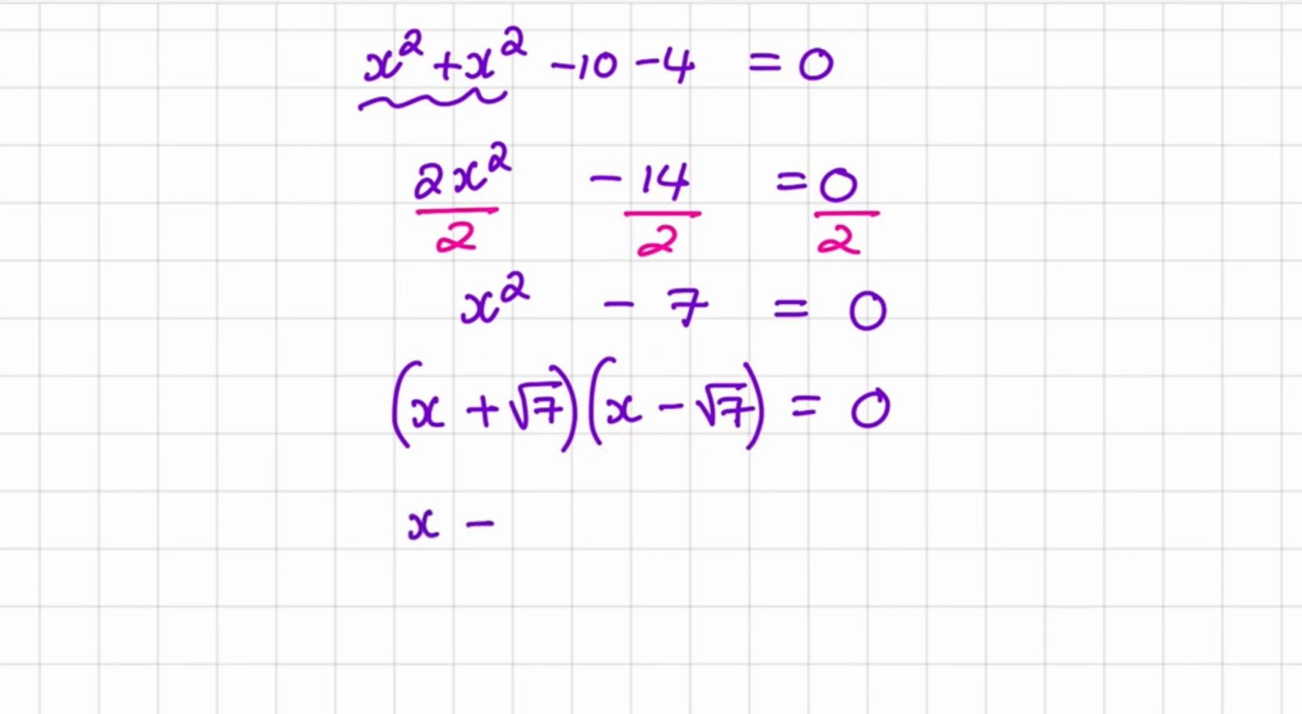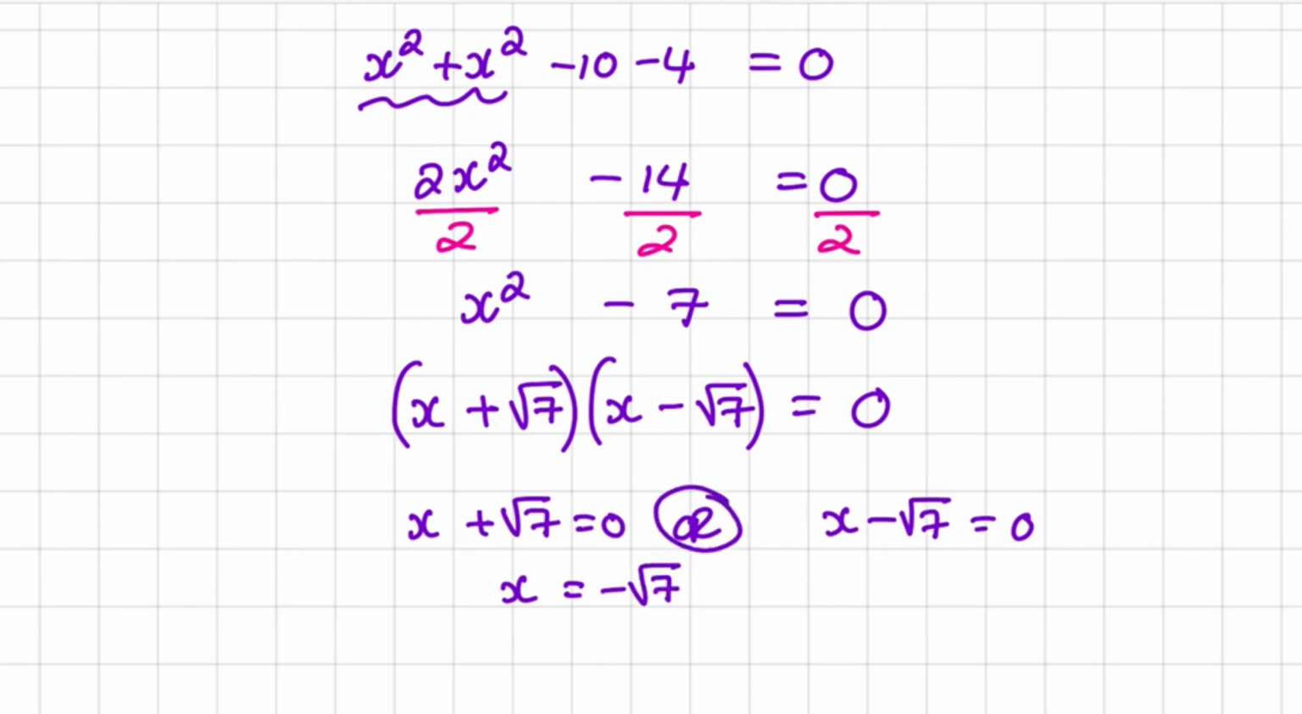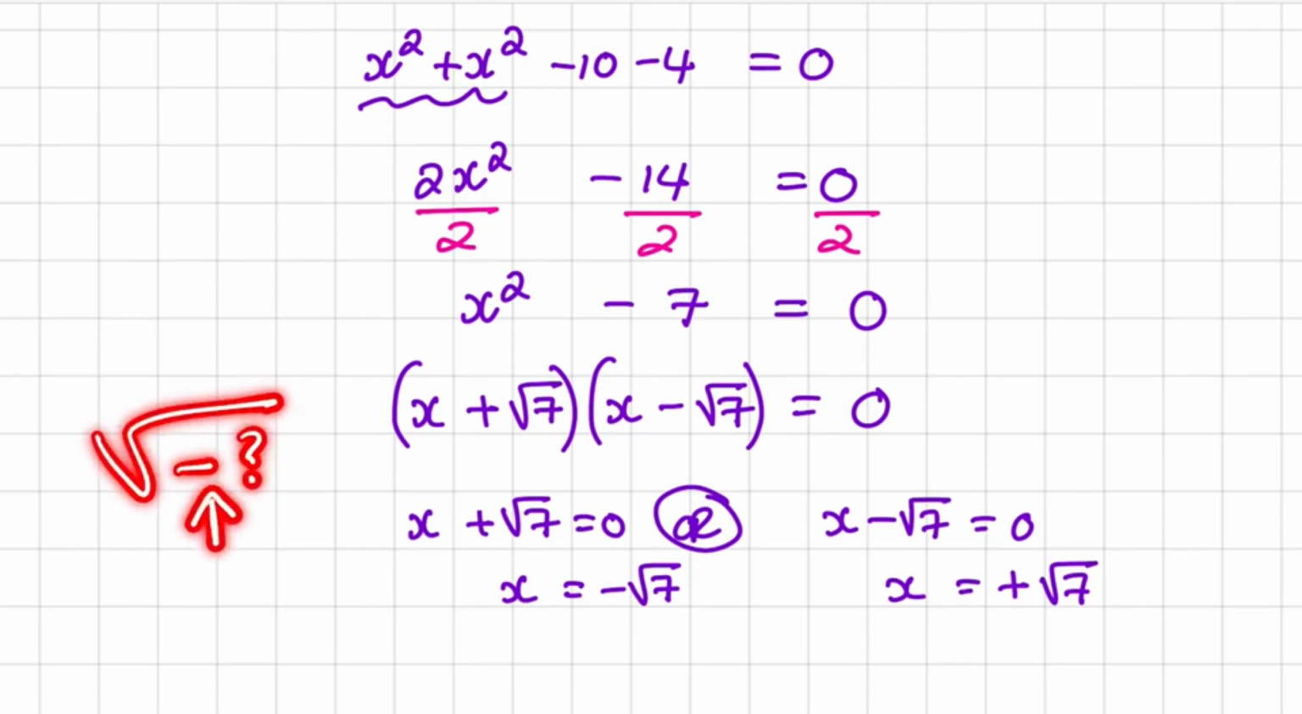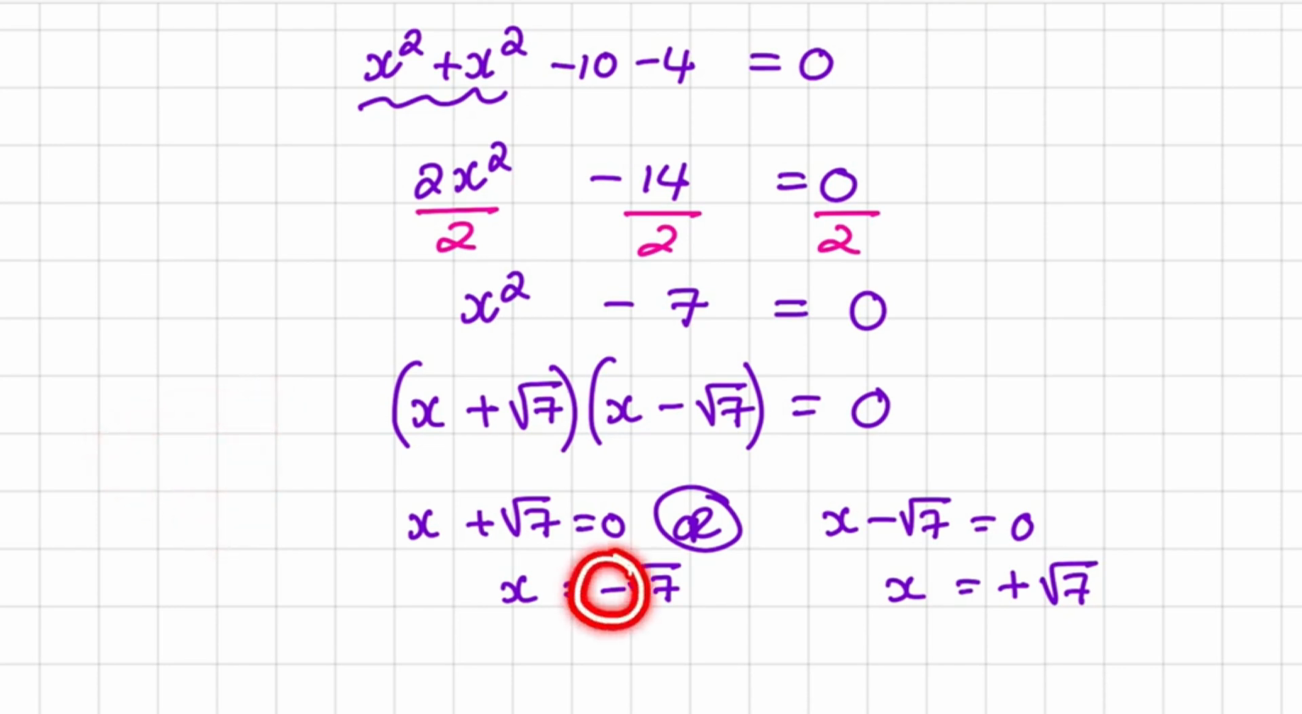Now, in order to find the values of x, I will take each set of brackets and set them equal to 0. So x can be equal to negative square root of 7, or x can be equal to plus the square root of 7. And both of these answers are valid. Remember, you're not allowed to have a negative number inside of a square root, but the negative can be outside of the square root. So therefore, both of these answers are valid solutions.